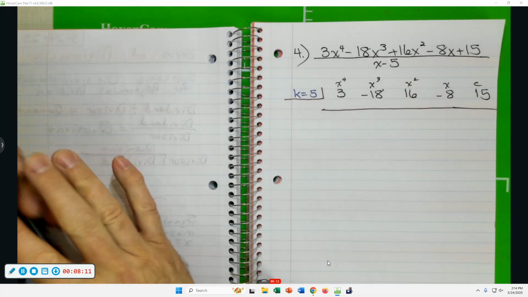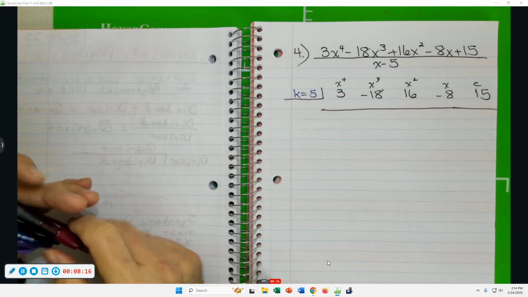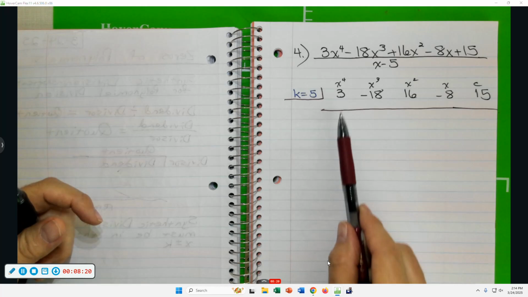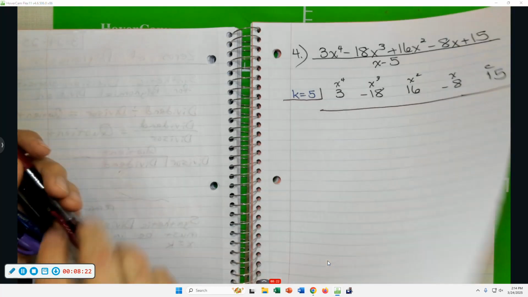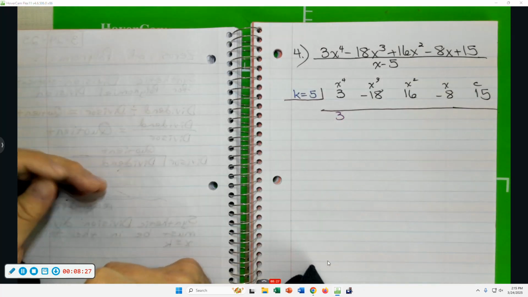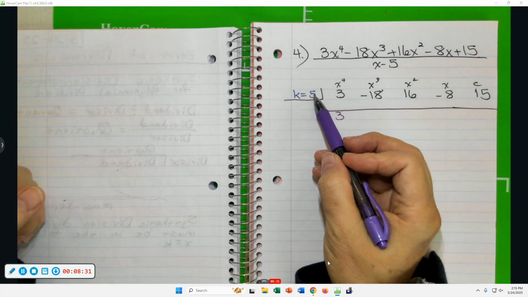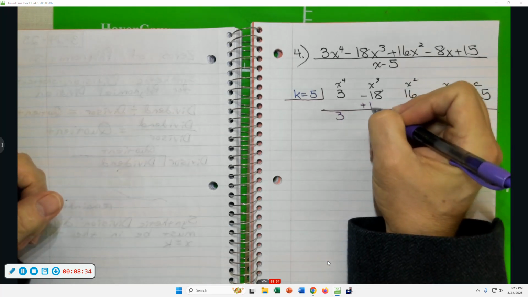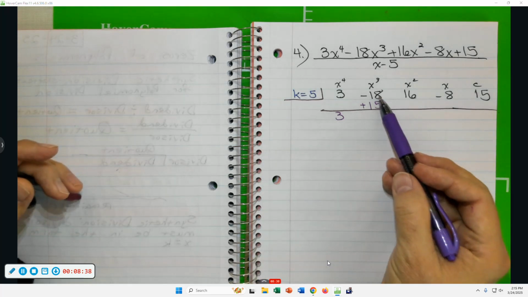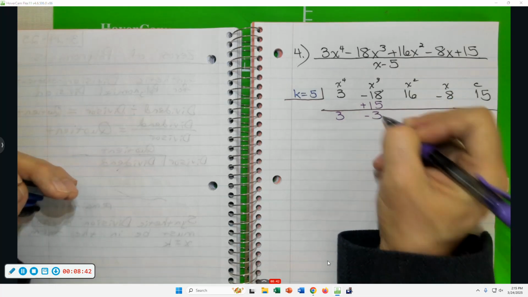Skip a line. To get the process started, you take whatever the leading coefficient is, you move it down below the line. So we have a 3. And now you begin. 3 times 5 is a positive 15. Negative 18 plus 15 gives us a negative 3.